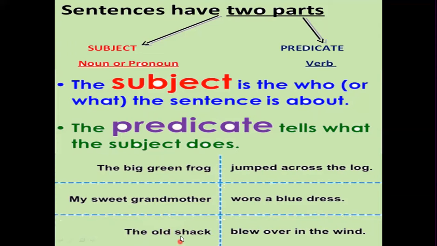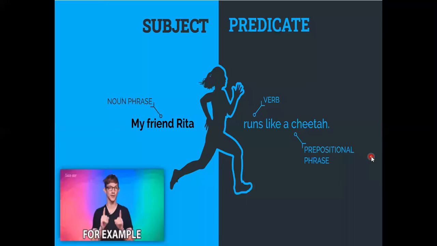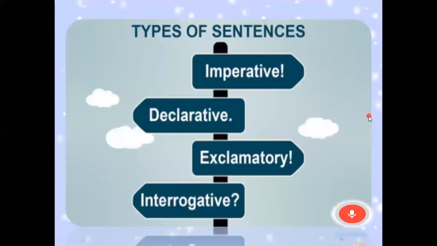Next, the old shack blew over in the wind. Again, the old shack is your subject and the rest of the sentence is your predicate. Students, my friend Rita runs like a cheetah. So here, my friend Rita is your subject. And what about the predicate? Runs like a cheetah. So here, a sentence is divided into two parts, subject and predicate. And this is clear to you all.